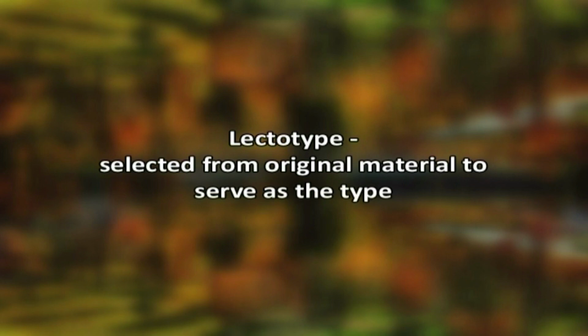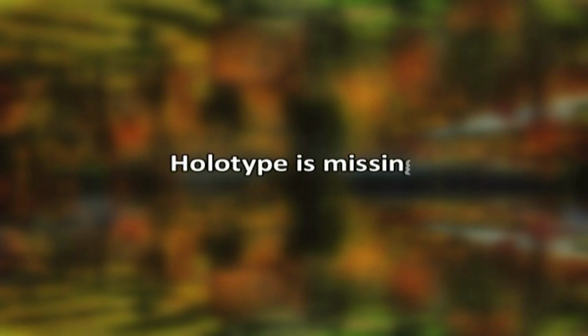Often the word cotype is also used synonymously with syntypes, a term no longer recognized in the International Code of Botanical Nomenclature. Now we will discuss lectotypes. A lectotype is a specimen that is selected from the original material to serve as a type when either no holotype was designated at the time of publication, or if the holotype is missing, or if the original type consisted of more than one specimen or taxon.